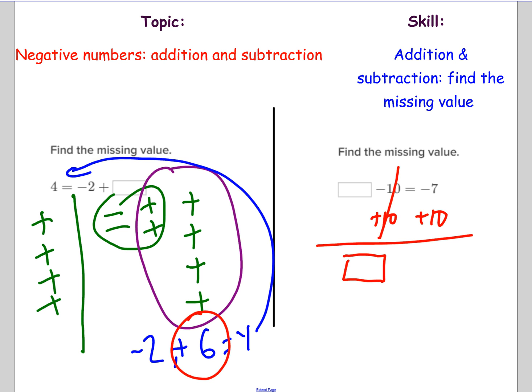So all I'm left with on the left side is that empty box. So open box equals, on this side, -7 plus 10 is 3. So the answer to this problem is 3. 3 is the number that goes in this box.